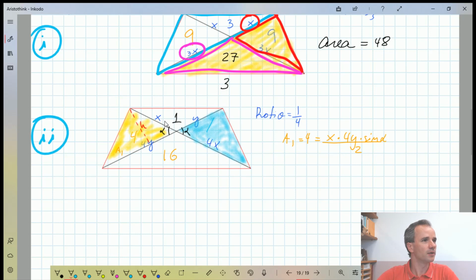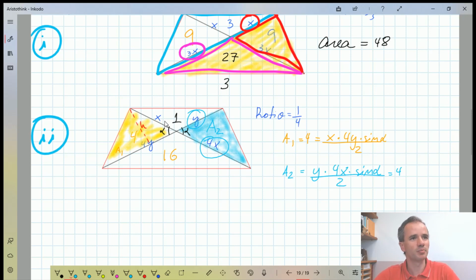Here, what is area 2? Area 2 is going to be what? Let me put lower. Area 2 is going to be the same process, y times 4x, agree? Times the sine of alpha again divided by 2. Now, can you see that they are the same here? They are pretty much identical. So can you see? They are the same thing.